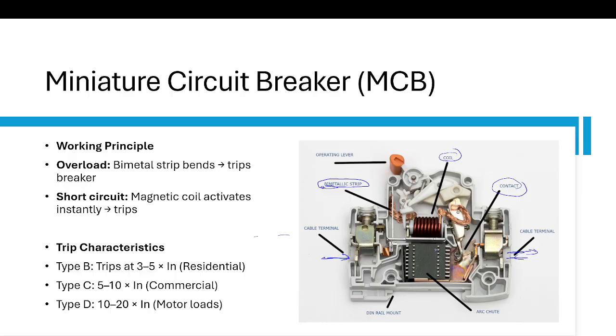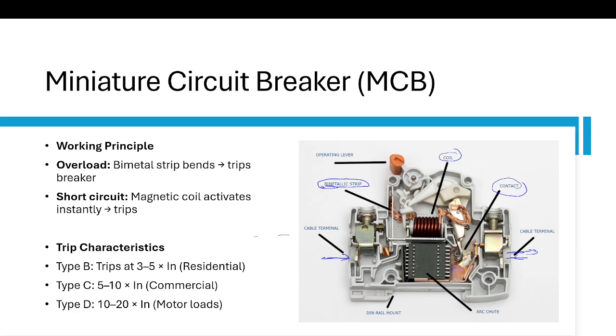Now how does it work? This is a strip made up of two different metals bonded together, generally brass and steel. Under normal conditions, with normal current, it stays straight. Now what happens during overload? Excess current causes heating of the strip. Because the two metals expand at different rates, the strip bends. The expansion of brass is different from that of steel, which causes the strip to bend.